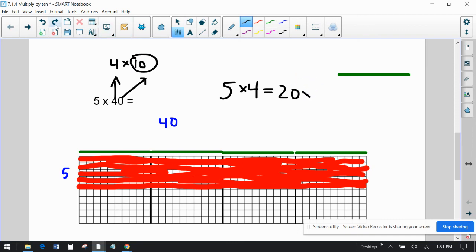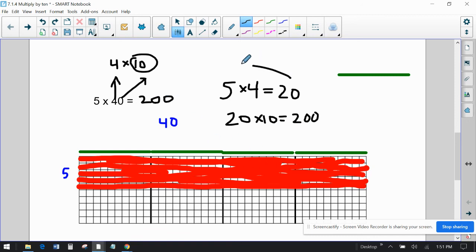Oh, I'm not going to write it that way because that would be confusing. So I'll write it in another equation. 20 times the 10 equals 200. Because it's just basically 20, you tack on the 0. So 5 times 40 equals 200. All kinds of ways to solve it.